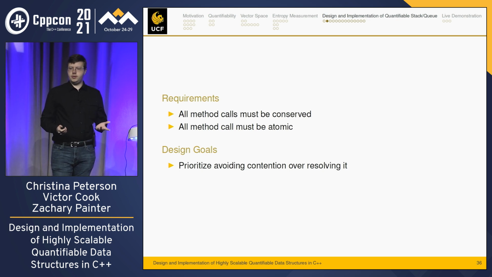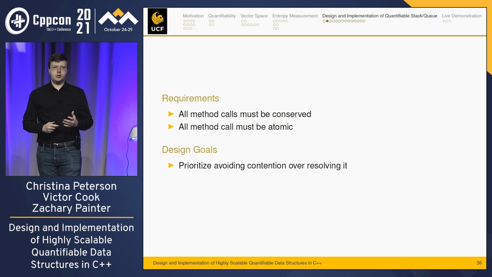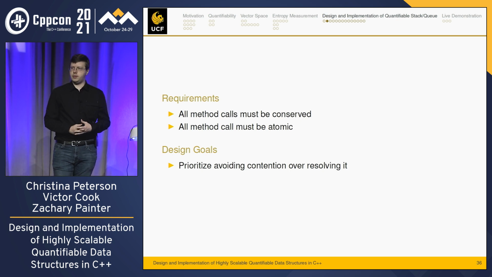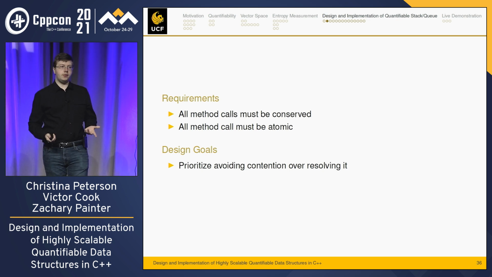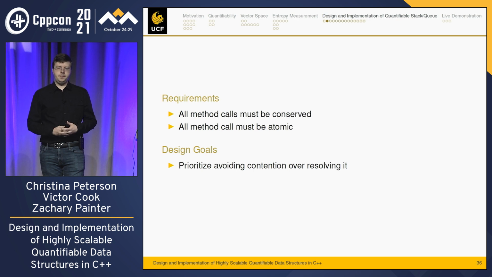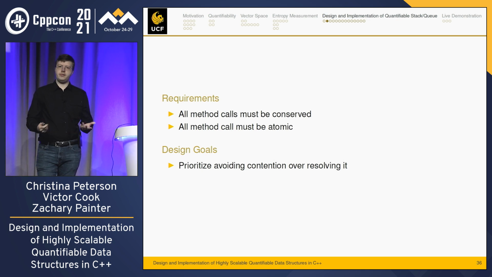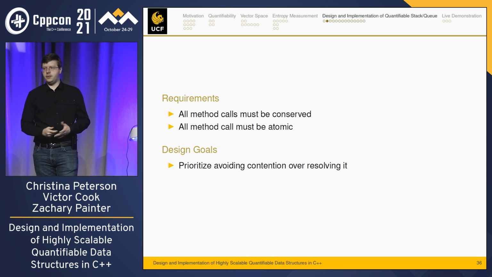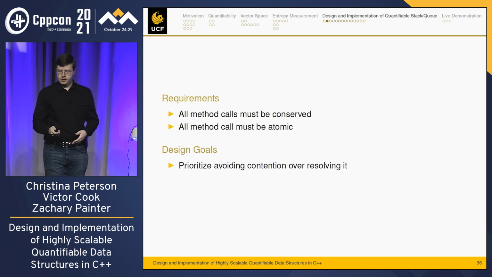And then also we need to make sure all methods are atomic. This is pretty standard for pretty much every concurrent data structure. And then a design goal that we have is we want to prioritize avoiding contention over resolving it. Resolving contention usually occurs when you're using a compare and swap in a concurrent data structure. If two threads attempt to perform an update at the same time using compare and swap, one of them is going to fail, and that's a way of resolving the contention that occurs. But we prefer that doesn't happen in the first place. We'd prefer that every thread just always succeeds in all the updates they try to do. And so that's what we're going to try to prioritize.